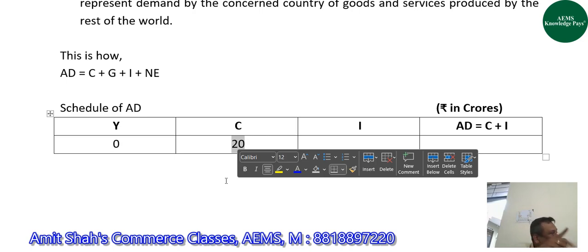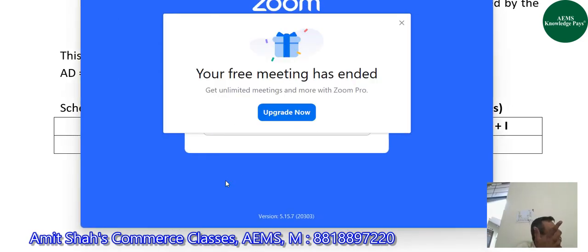So there are two ways. One is either borrowing or using your past savings. If you do not have your own past savings, then you borrow. And when you borrow, what do you do exactly? You use past savings of others.